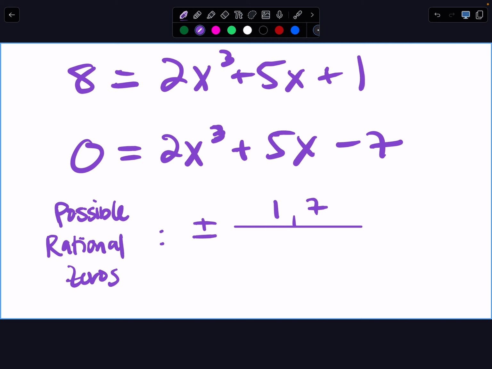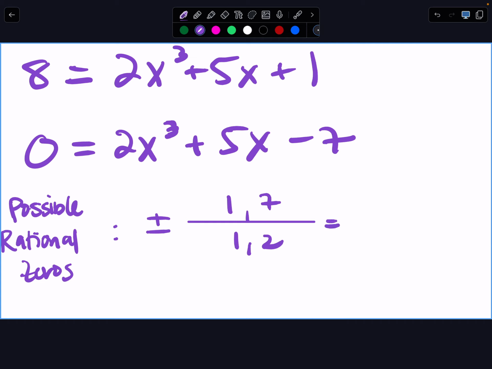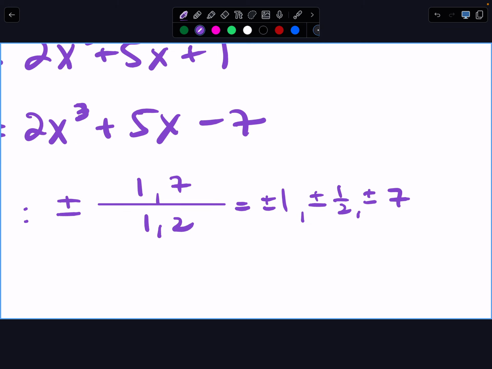The factors of 2 are 1 and 2. Right? All the factors of the constant over all the factors of the leading coefficient. So then we go, okay, all the possible rational zeros are plus or minus 1, plus or minus 1/2, plus or minus 7, plus or minus 7/2. We have to do this on the test maybe.